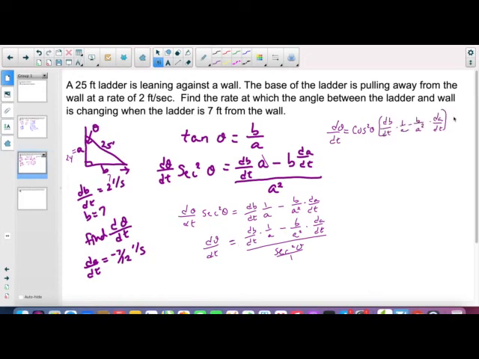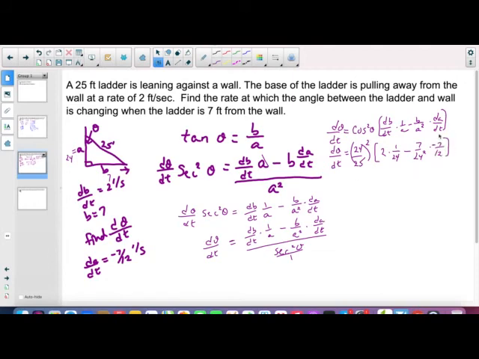And at this point, I'm going to plug in all of these numbers that I can find. So d theta over dt is equal to cosine squared of theta. Well, cosine of theta is adjacent over hypotenuse. So the adjacent is 24, the hypotenuse is 25. So cosine squared of theta would be 24 over 25 squared. dB over dt is 2. 1 over a would be 1 over 24, minus b was 7 over a squared, and I'm just going to write that as 24 squared. And dA over dt was the negative 7/12.